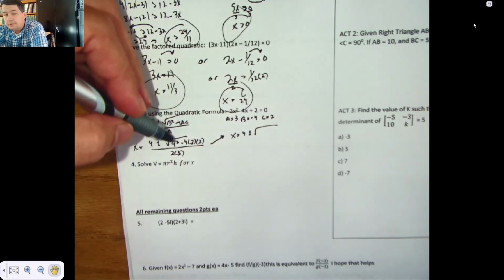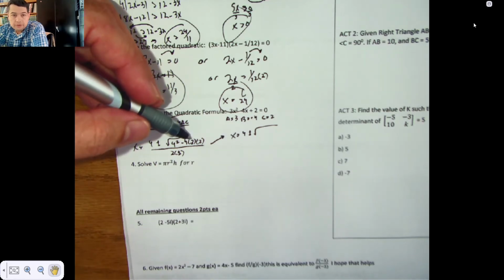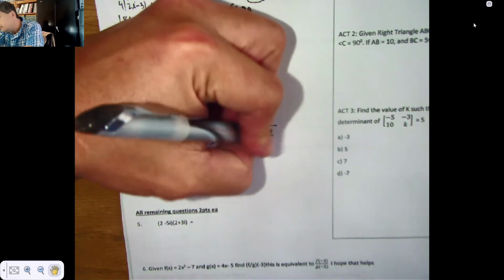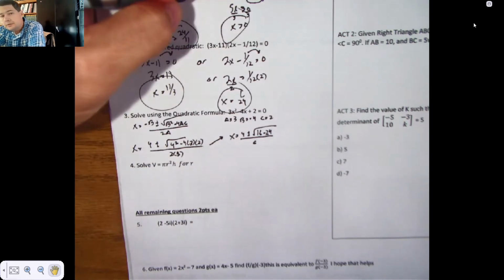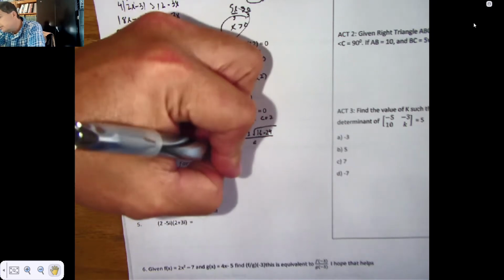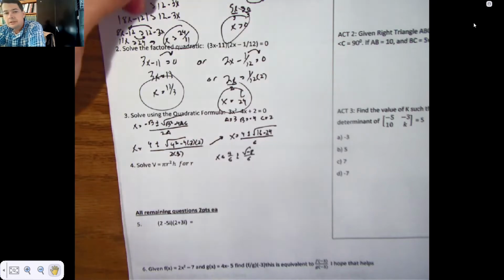Now 4 squared is going to be 16. 4 times 3 is 12. Take away 2 is 24. So I have 16 minus 24 in my radical. Both pieces over 6. I like to break apart right here. 4 over 6 plus or minus the root of negative 8, also over 6.